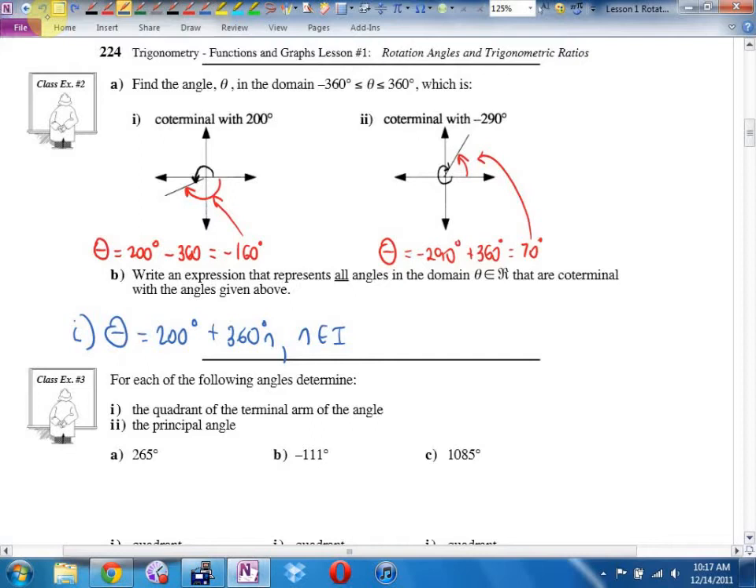How could I write an expression for all of the angles for this second one? It's the principal angle plus multiples of 360, but the multiples of 360 have to be whole number positive or negative multiples.